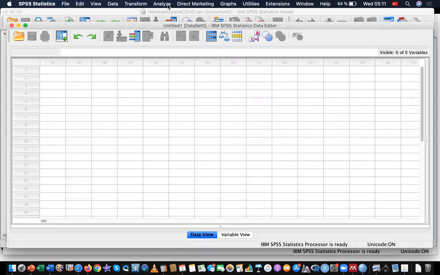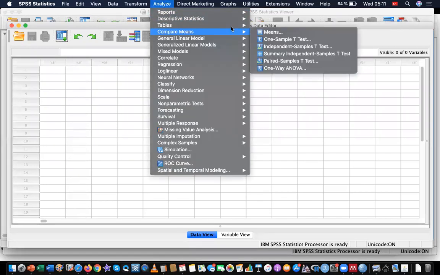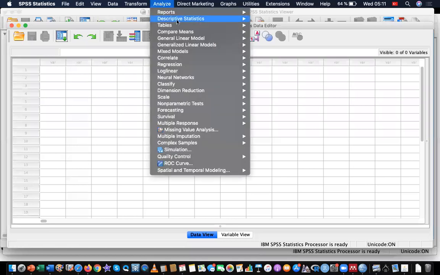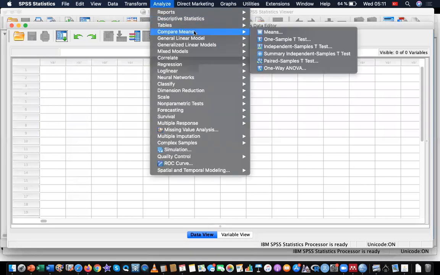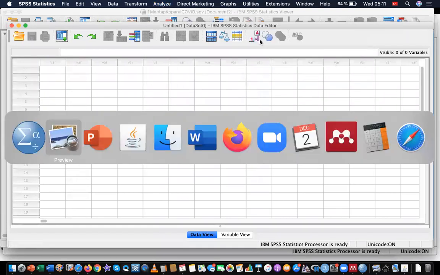It is very easy. Analyze, compare means, and one sample t-test. You see it is there, one sample t-test. From this menu, it is done in the SPSS.